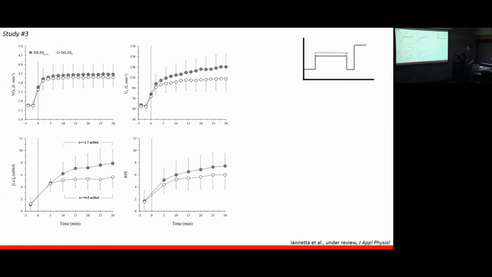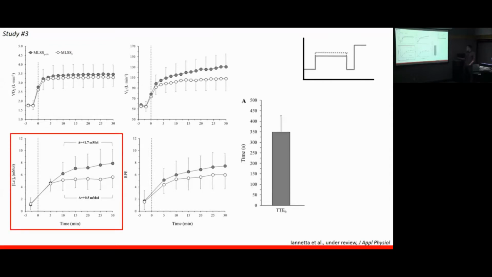Now, keep in mind the protocol that we designed. We also asked them to do a time to exhaustion without any prior exercise. So a kind of baseline time to exhaustion. Oh, I forgot that. Baseline time to exhaustion. So this is the optimal condition, no prior exercise. And this was the time that they achieved.